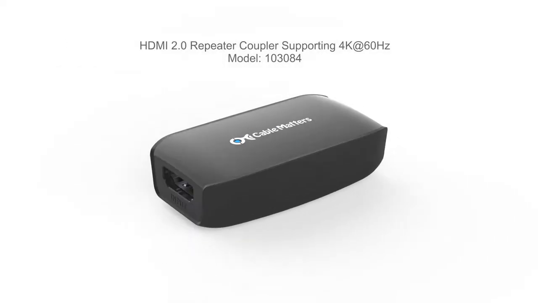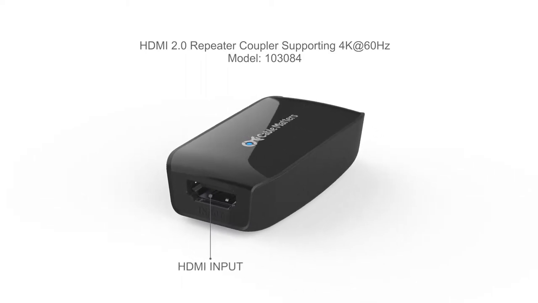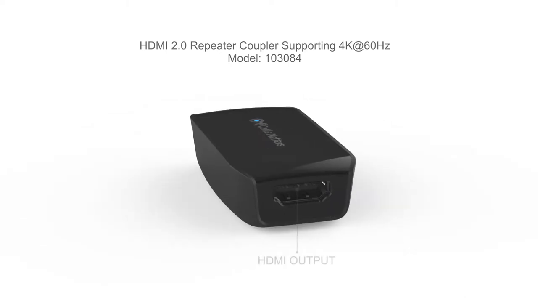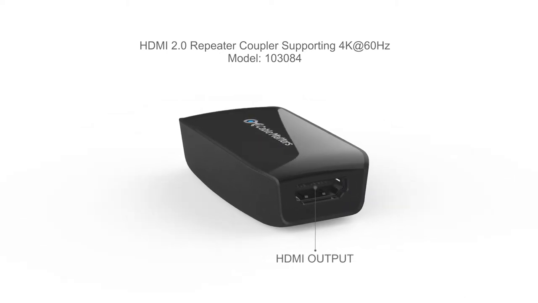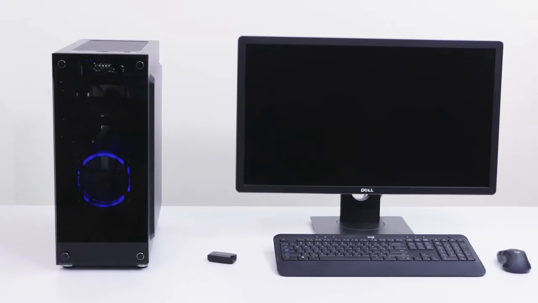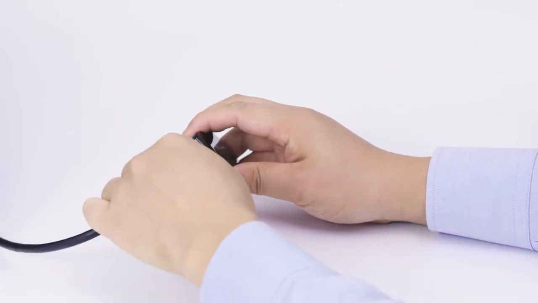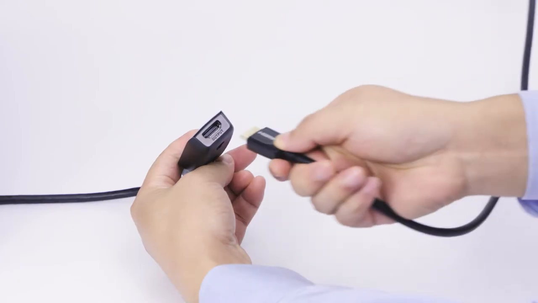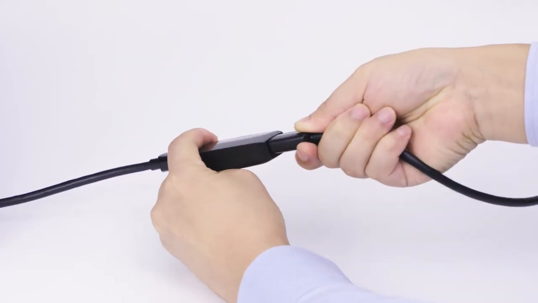Easily extend an HDMI signal up to 60 feet for 4K 60Hz resolution, or up to 135 feet for 1080p resolution with the HDMI extender. Simply connect an HDMI cable from your source to the port labeled input, and another HDMI cable from your display to the port labeled output.